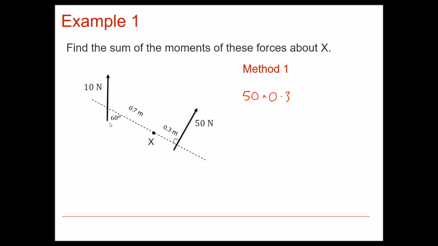However, for this other force, we can't just multiply 10 by 0.7 because this force is not acting in the perpendicular direction. So we've got two choices, and this method one that we're looking at here is to do this. We just imagine extending the line that force is acting along, so that we can then construct a perpendicular here, like that. So we're forming this right angle triangle, and from our basic trigonometry then we can see that this side will have a length equal to 0.7 times sine 60.